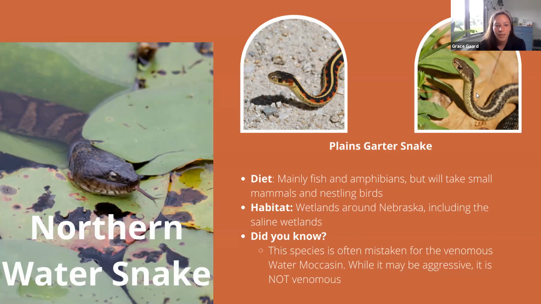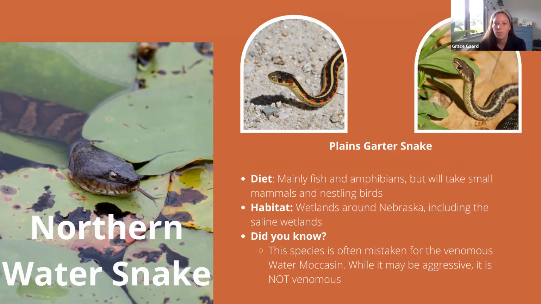And they would be in wetlands around Nebraska, not necessarily just saline wetlands, but this is an area where you could be likely to see them. They eat mainly fish and amphibians, and we'll also find nestling birds on the ground, and mammals as well. Most of these ground-dwelling animals are going to eat something if it fits in their mouth, because they're trying to survive and find food. But the important thing to note is it's not a water moccasin, so there are some differences there.